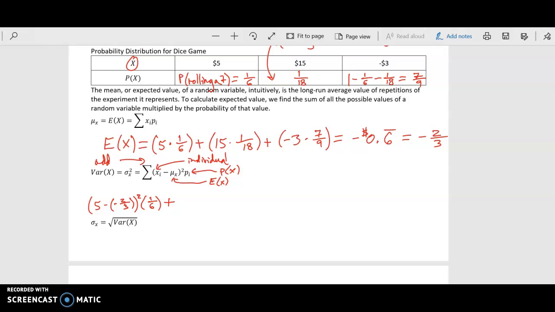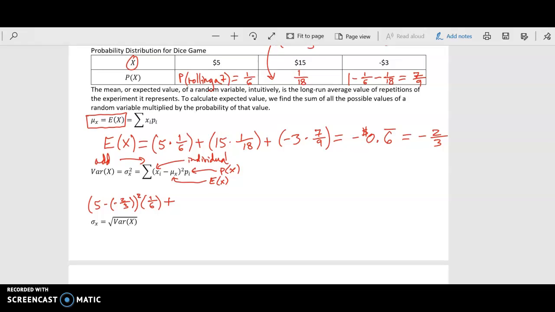Plus, and we'll keep going, but I want to be clear about where these come from. So this is for the first column. 5 is the value of x minus the expected value. So expected value's got two different notations. It's mu sub x or E of x. And we said that that was this guy, right? And then you square that and you multiply it by this column's probability. So we're going to do that for each of these guys.